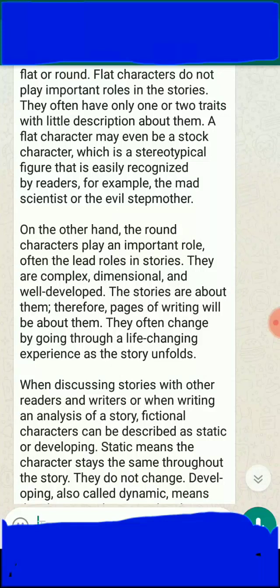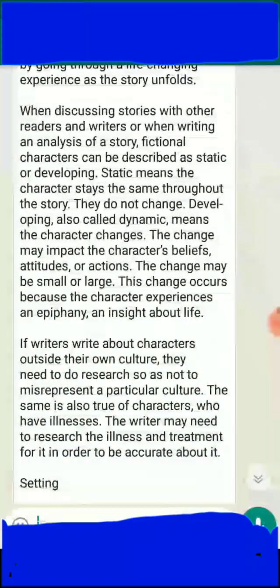When discussing stories with other readers and writers, and when writing an analysis of a story, fictional characters can be described as static or developing. Static means the character stays the same throughout the story. They do not change. Developing, also called dynamic, means the character changes.